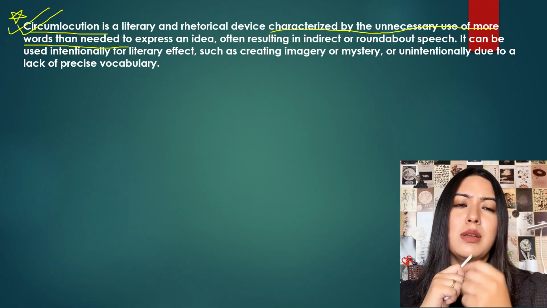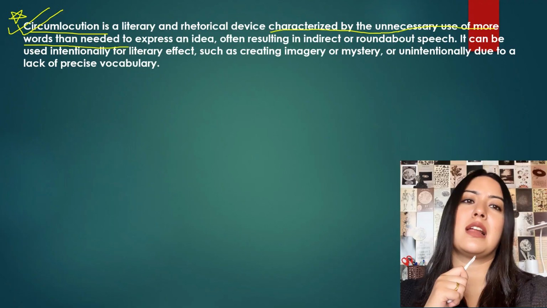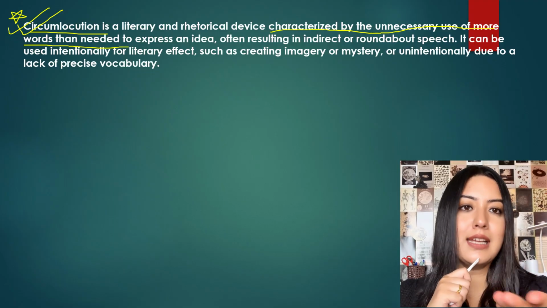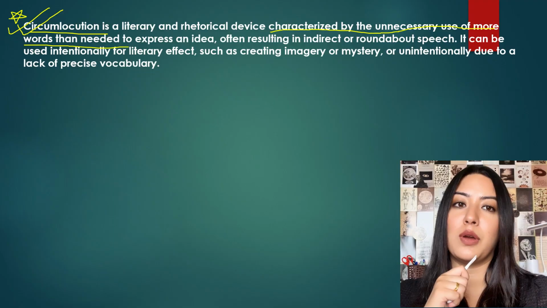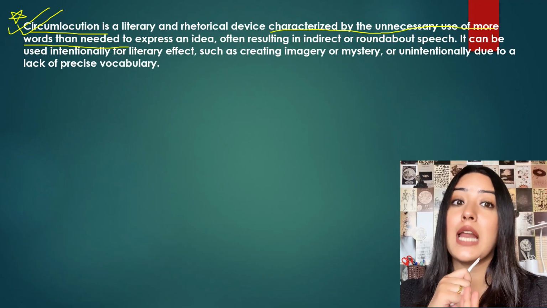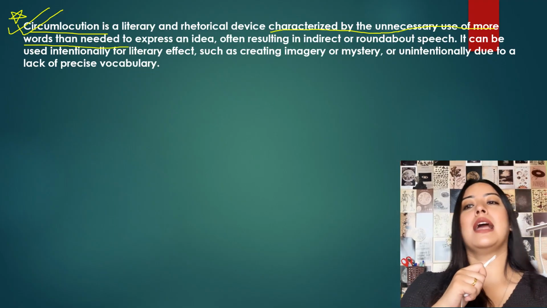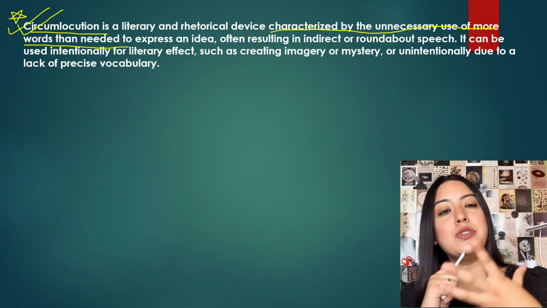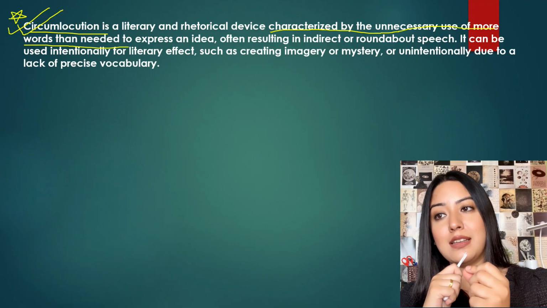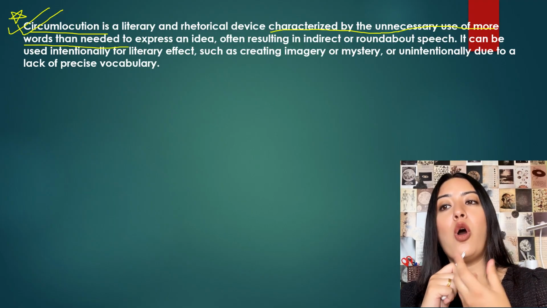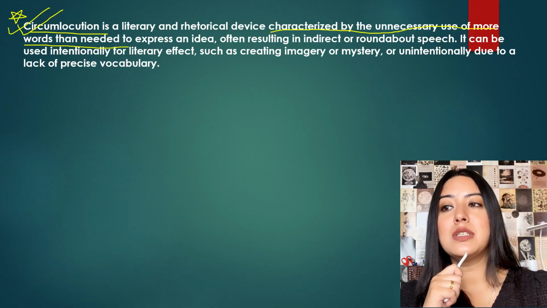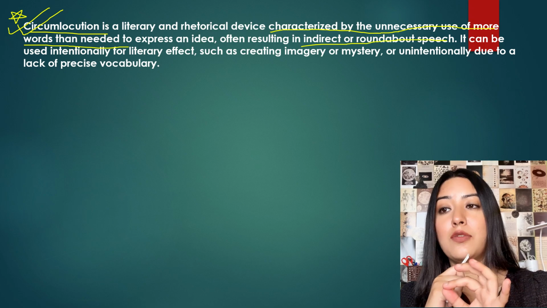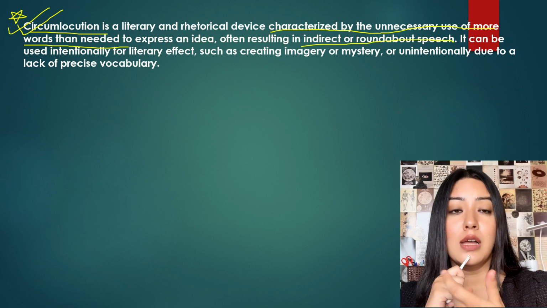And then sometimes you feel like choosing blue, and that's exactly what I have done. You see, I'm not even saying directly that I chose the color blue. I'm just beating around the bush to come to a point. That's exactly what circumlocution actually is. So you are unnecessarily using more words than needed to express an idea, often resulting in indirect or roundabout speech. It can be used unintentionally or intentionally for literary effects, such as creating imagery or mystery.